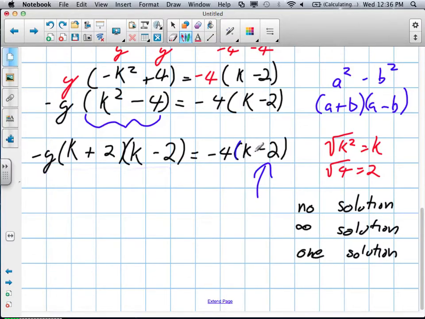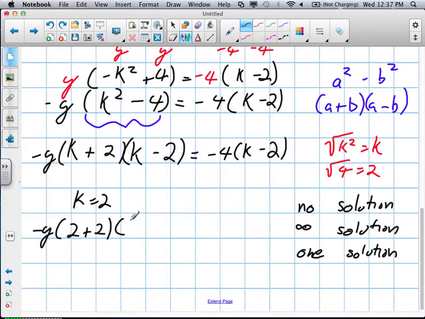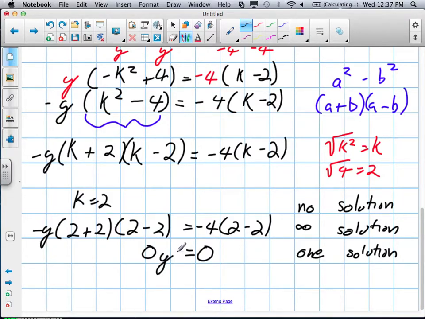Negative 2. So our bracket is k minus 2. If we set it equal to 0, k at 2 will definitely make this side of the equation 0. So we're going to plug in k at 2. When k equals 2, we're going to find out what we get. Well, we're going to get negative y times 2 plus 2 times 2 minus 2 is equal to negative 4 times 2 minus 2. This side is going to give us 0 times negative 4. We're left with 0. And on this side, 0 times 4 times negative y is still going to end up with 0. So think of it like 0y we're left with.